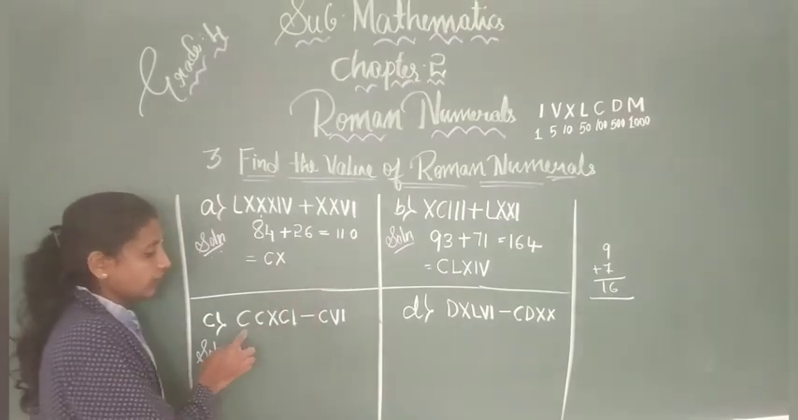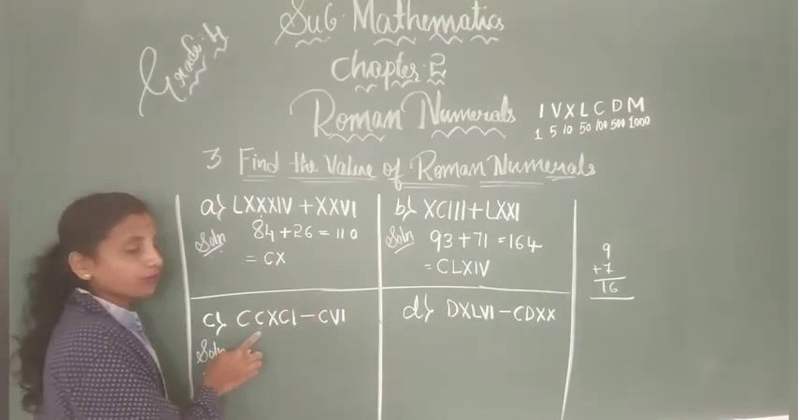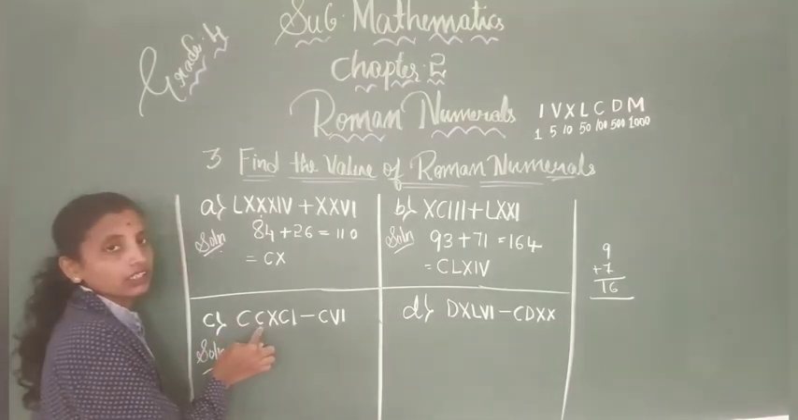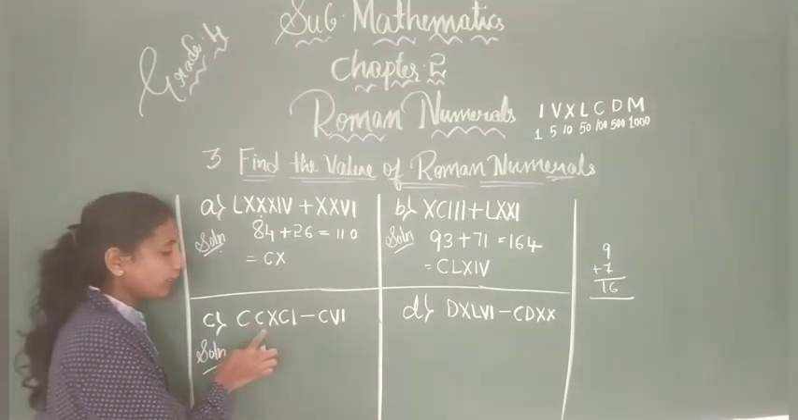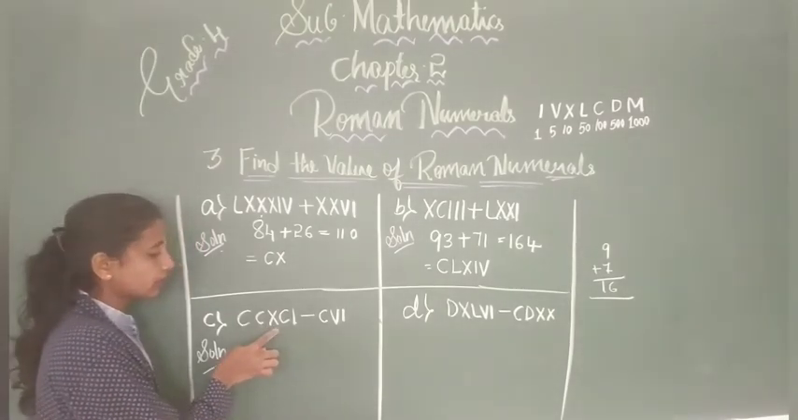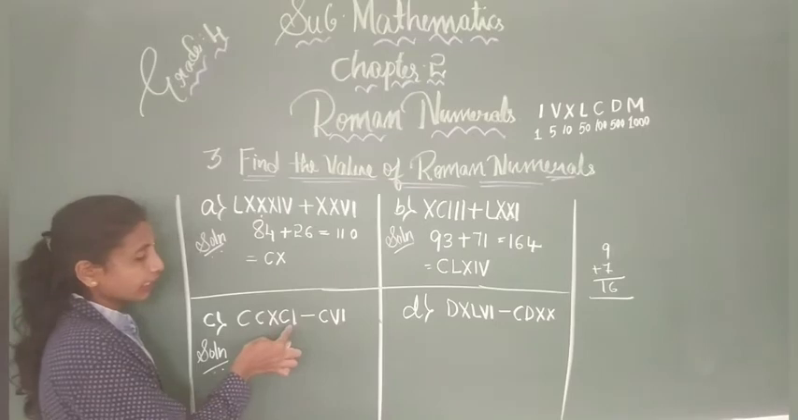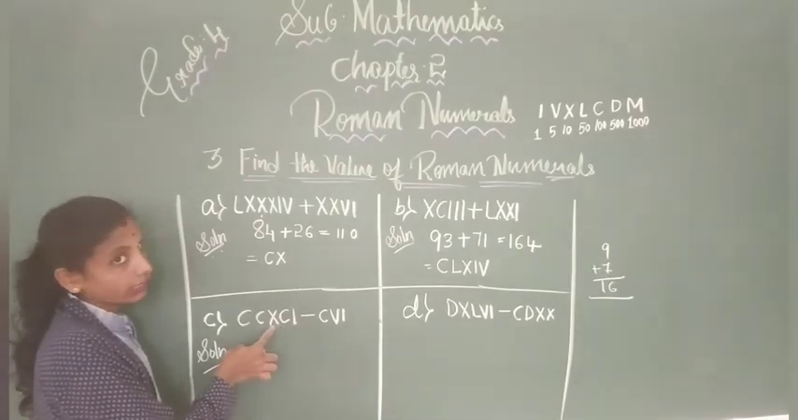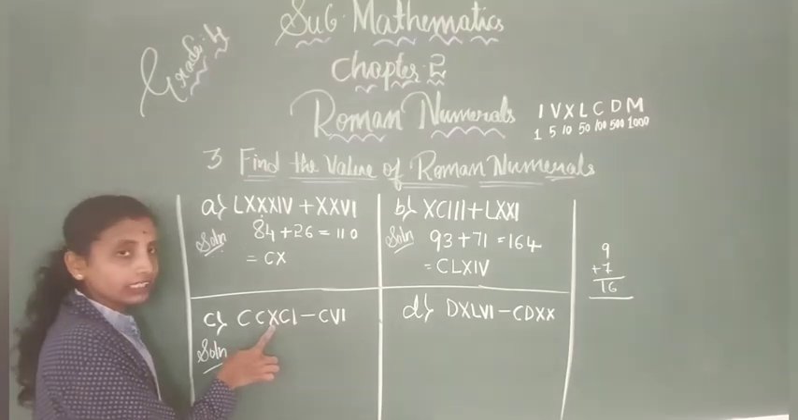CCXCI. CC means what? 100 plus 100, 200. 200 plus XC. This means 100, left side of the minus, is it 90?